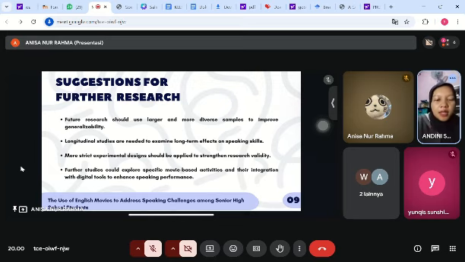And next, researchers should apply more strict experimental or mixed method designs to better measure the effectiveness of movie-based learning and establish clearer cause and effect relationships. And the last one, further studies could investigate specific movie-based activities such as dubbing, role-play, or discussion tasks, and how combining movies with digital or interactive tools may further enhance students' speaking performance.